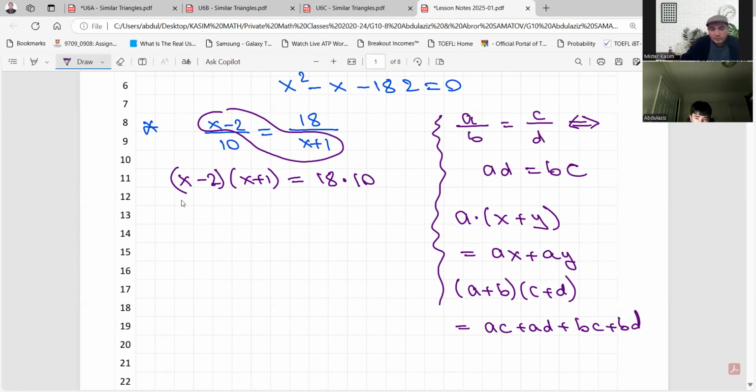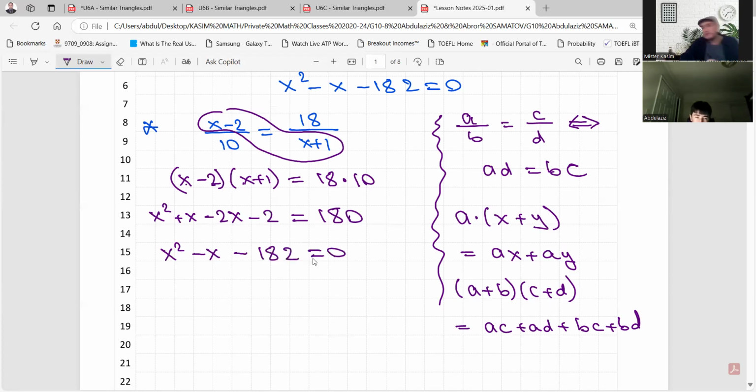And using this one, I'm going to distribute. x times x is x squared, x times 1 is just x. Done. The second one, negative 2 times x is negative 2x, negative 2 times 1 is negative 2. On the right-hand side, we have 180, right? Yes. And now simplify. X squared, x minus 2x is negative x. Move 180 to the left-hand side, minus 2 minus 180 is minus 182. That's equal to 0.